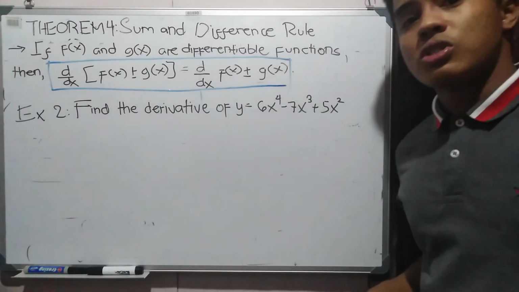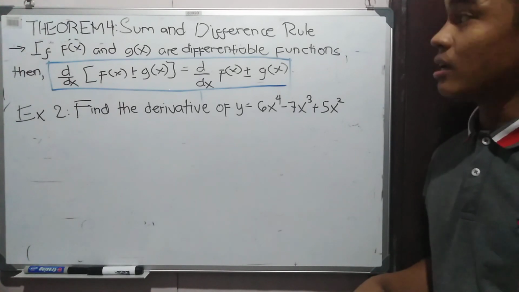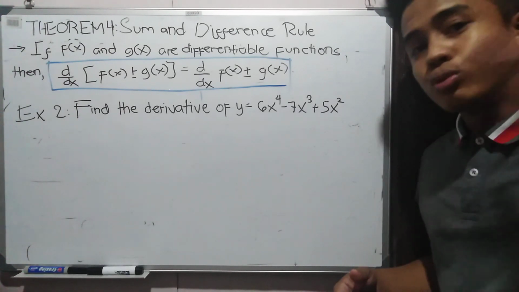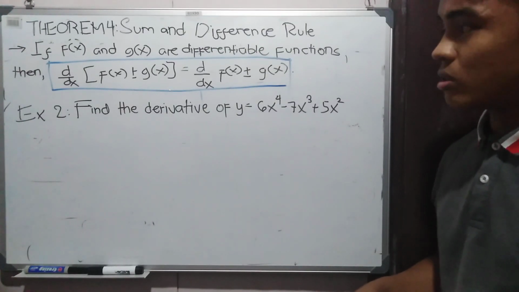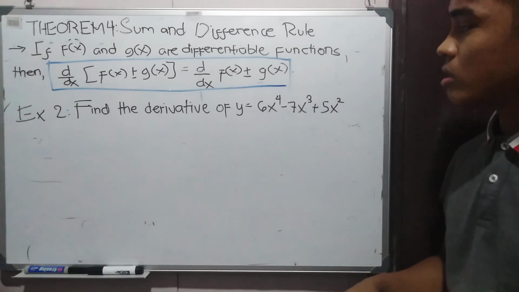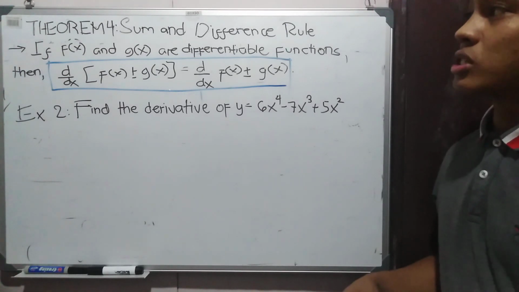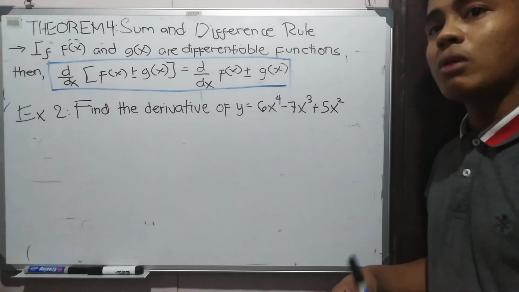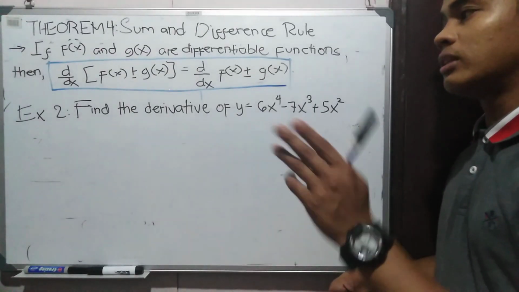Okay guys, so let me just give another example for theorem number 4, which is the sum and difference rule, since naputol siya dun sa ating unang video. Okay, so let us find the derivative of 6x raised to 4 minus 7x cubed plus 5x squared. So again, sinabi ko dito sa theorem number 4, i-apply lang natin yung ating theorem 1, 2, and 3.